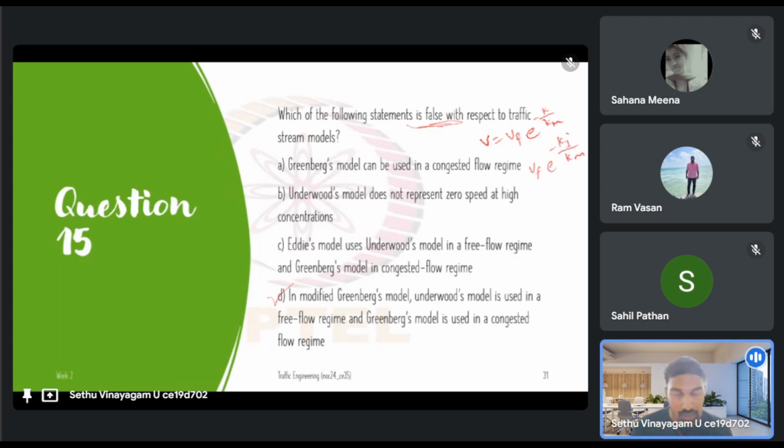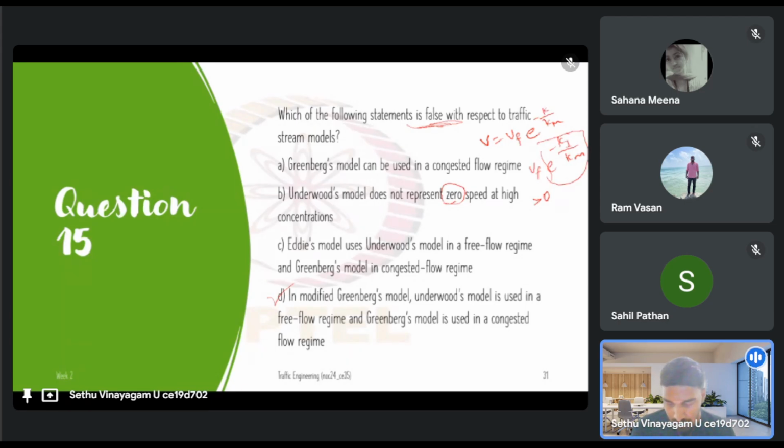And we know that kj by km is greater than 1, and e power minus of that is still some positive value, right? So this product, Vf into that, is non-zero, some value greater than 0. So that is not correct, right? It does not go to 0 even when k is equal to kj, right? So that is also correct.